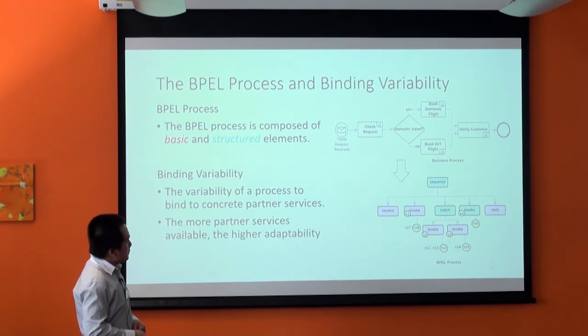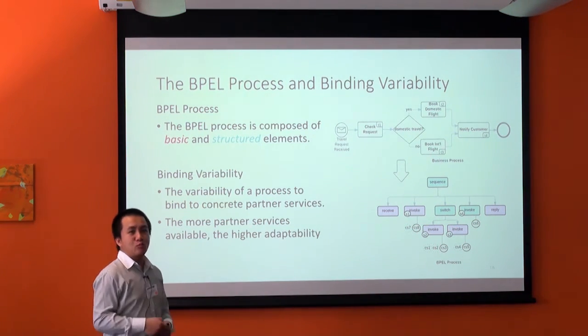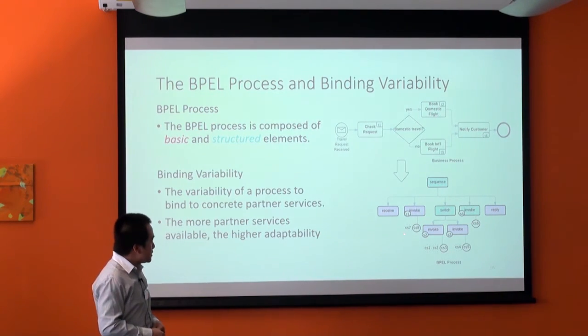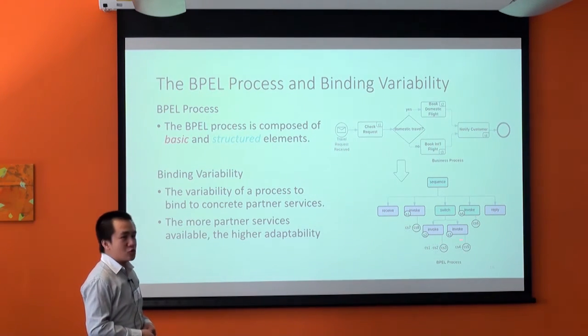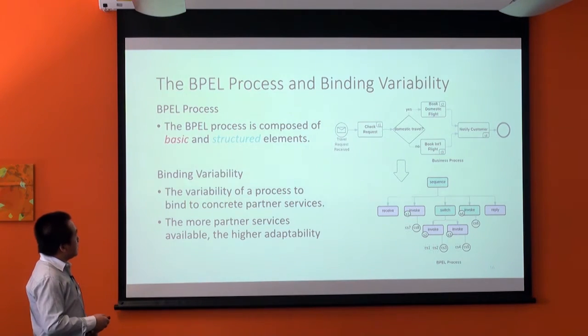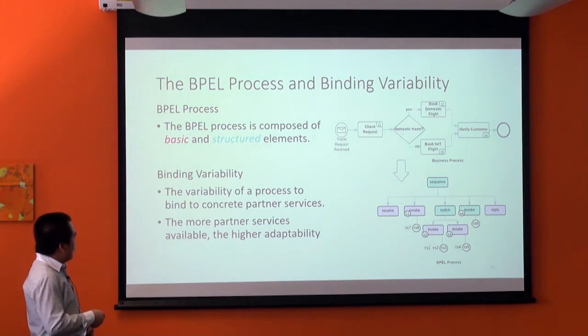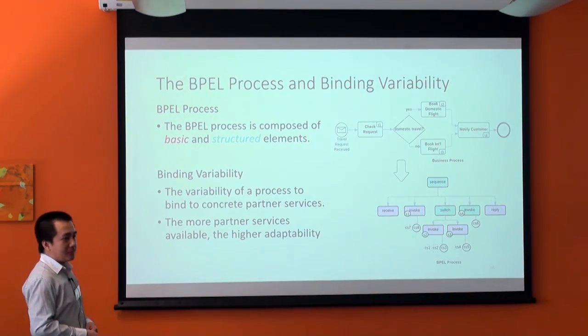So the notion here is, if a service cannot provide a certain functionality or a certain quality, the other services that can provide that functionality can be used. So that's the notion of adaptability that we want to measure here. The more partner services available, the higher the adaptability.